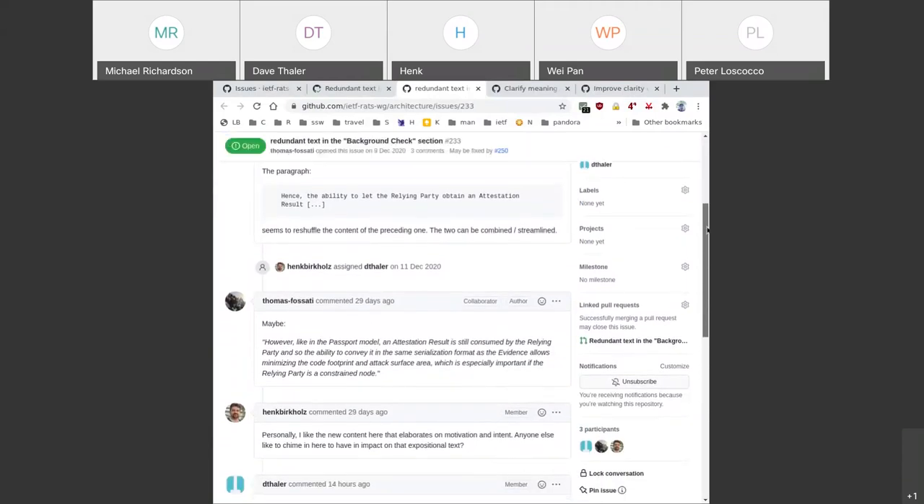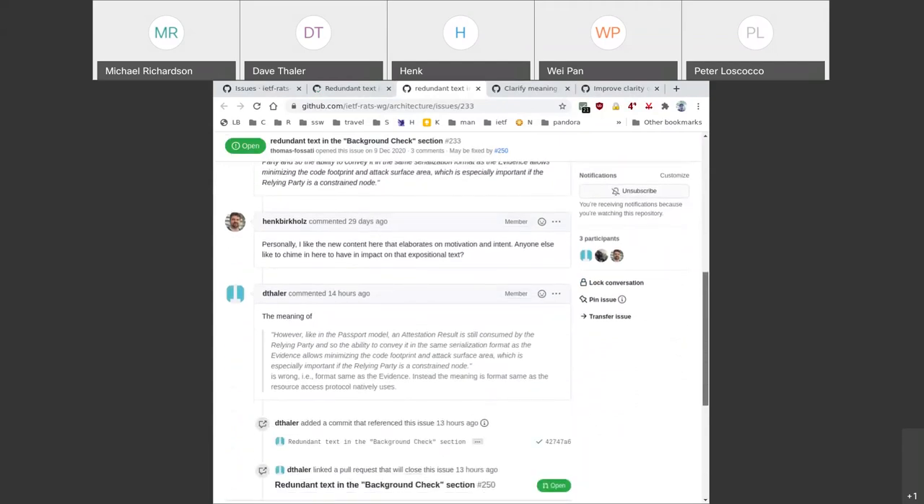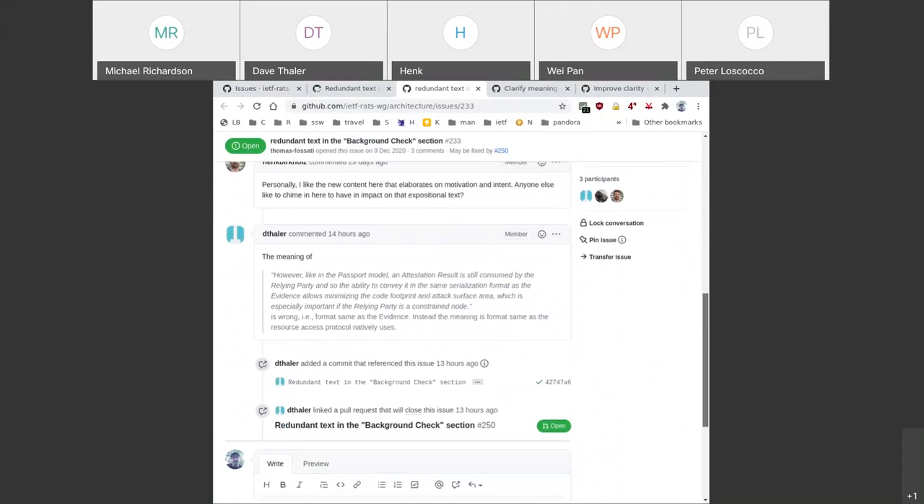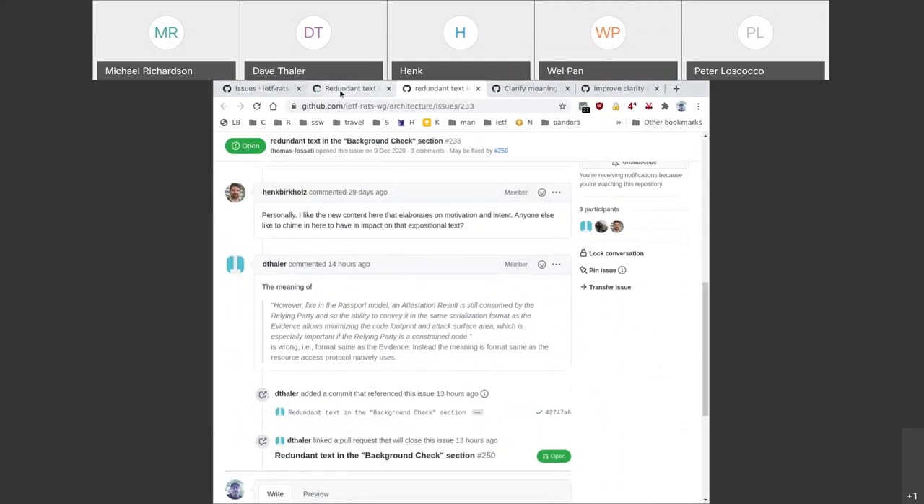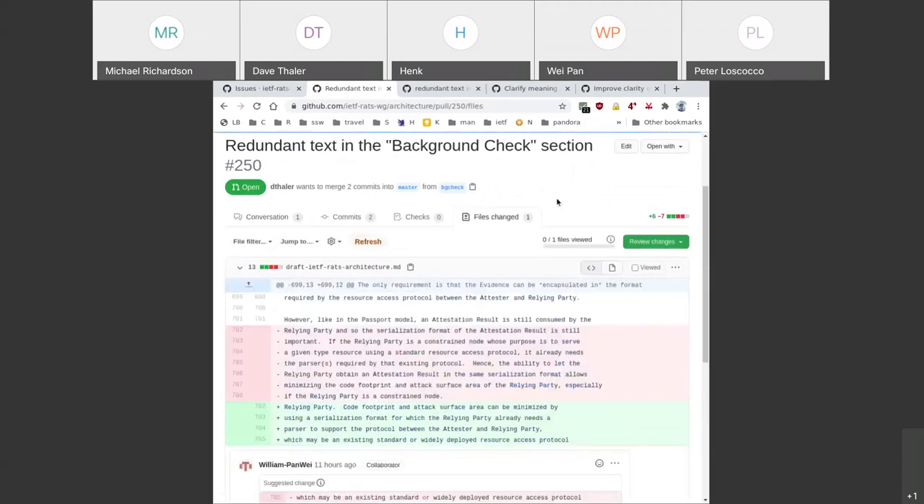So Thomas had proposed something. Hank kind of liked it. I said that the proposed text had an error in it, and so I tried to have the right error. The error in the text is, I think, in Thomas's text where he said the attestation result has the same serialization as the evidence. That's not what was intended. It's the same serialization format as the protocol between the attester and the relying party. The evidence is not relevant to this. You can go and look at the actual text and see why.